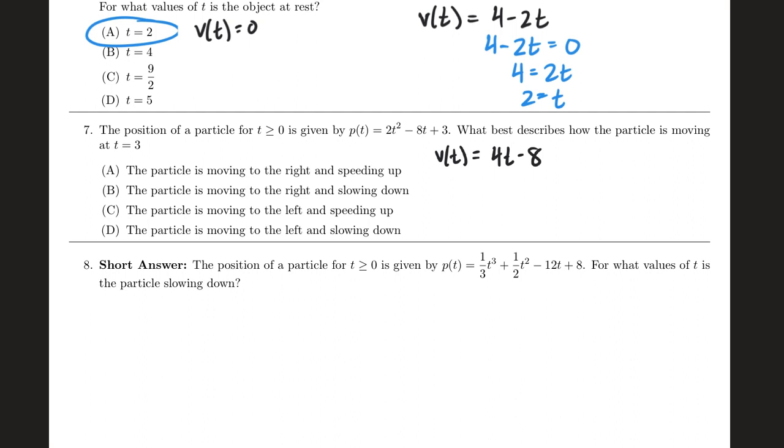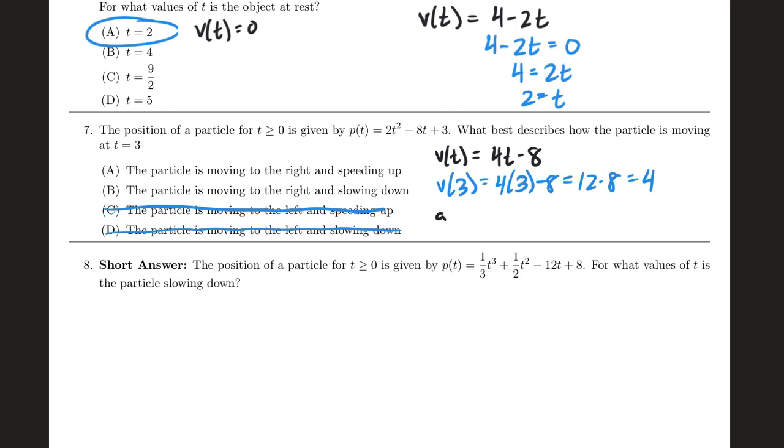So now I'm going to plug in 3. And I get 4. That's a positive number, so I know I'm moving to the right. So I can automatically eliminate C and D. How do I determine if it's speeding up or slowing down? I also need to figure out the acceleration.